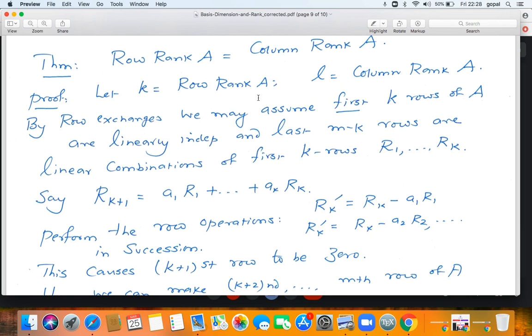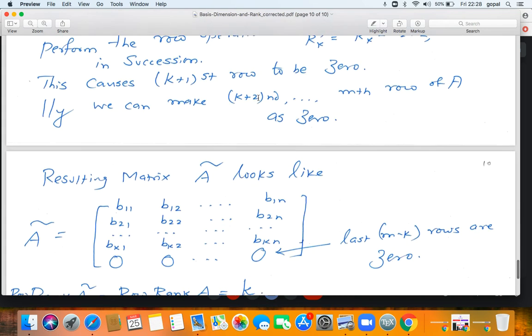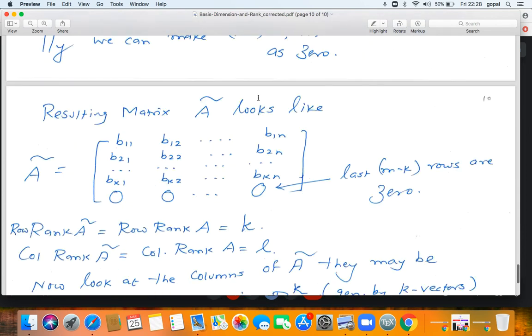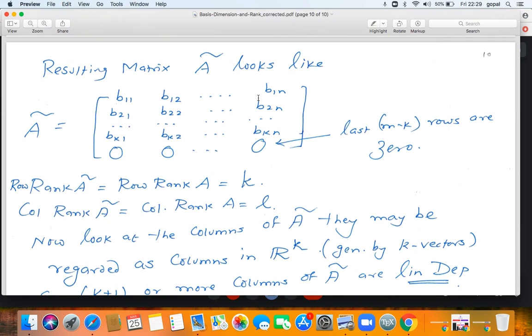And if I perform these in succession, then what will happen? The k plus first row will become 0. Similarly, the k plus second row will become 0. The k plus third row will become 0. So I'll perform successive row operations and I will transform the matrix A to a new matrix A tilde, such that the last m minus k rows of the transformed matrix are 0. And A tilde is B11, B12 dot dot dot B1n, B21, B22 dot dot dot B2n, etc., Bk1, Bk2 dot dot dot Bkn. So this is how the transformed matrix A tilde looks.